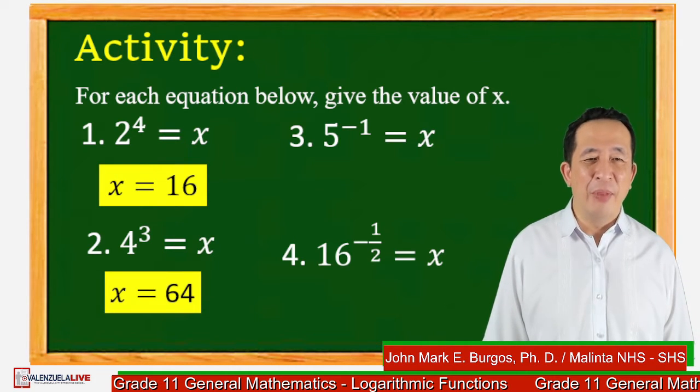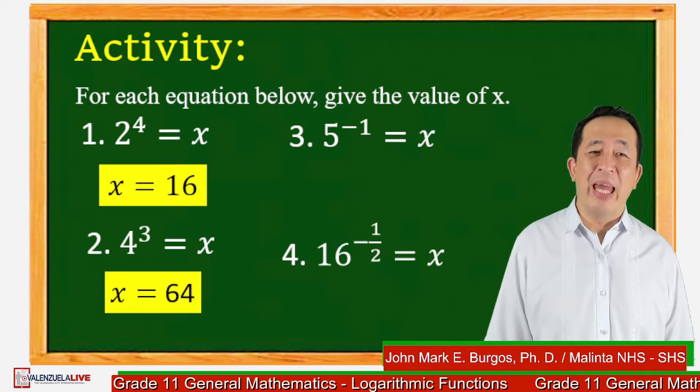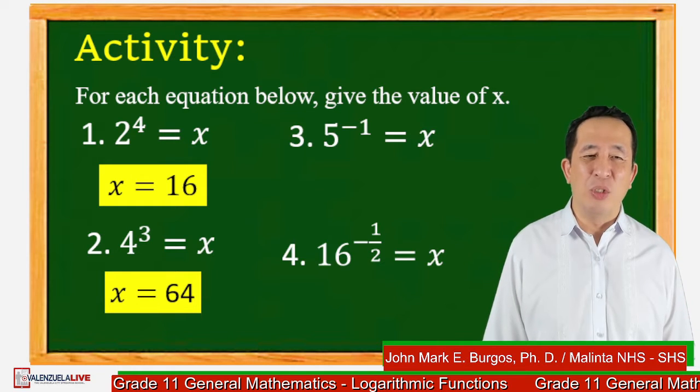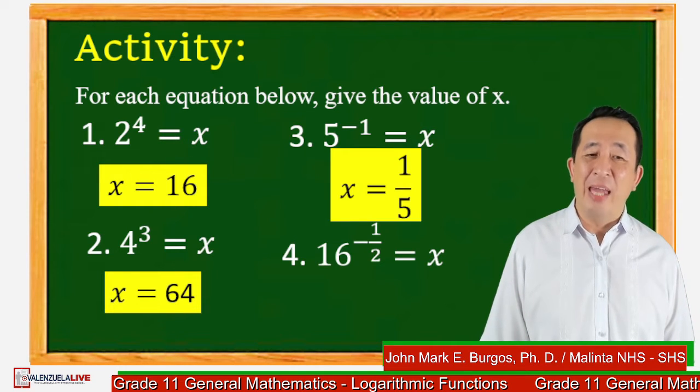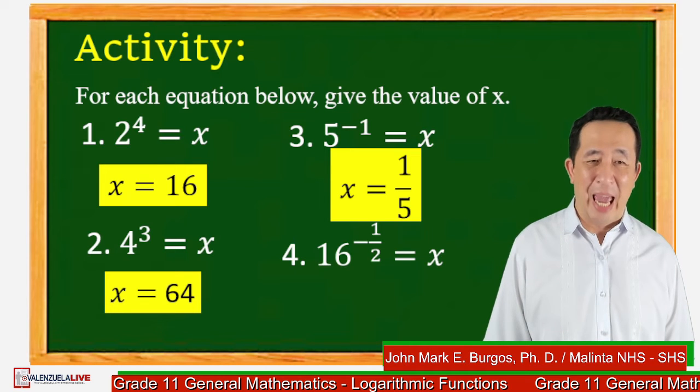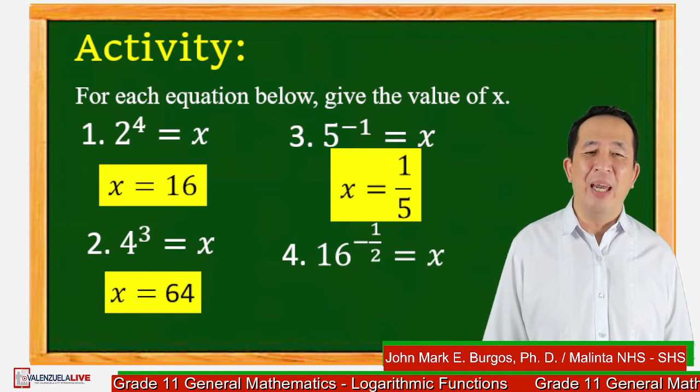Number 3, 5 raised to the power of -1 is equal to x. So the answer will be x is equal to 1/5. And number 4, 16 raised to the power of -1/2 is equal to x. To determine x, the answer will be x is equal to 1/4.